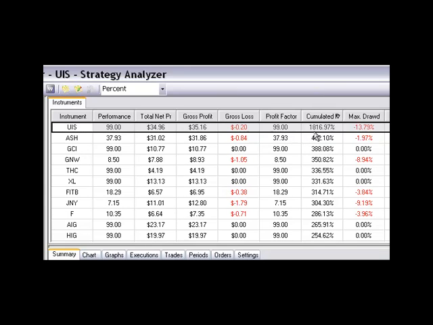It showed a 1,816% return on your investment. We had a total of 4 trades, 75% of them, or 3 of the 4, were successful.